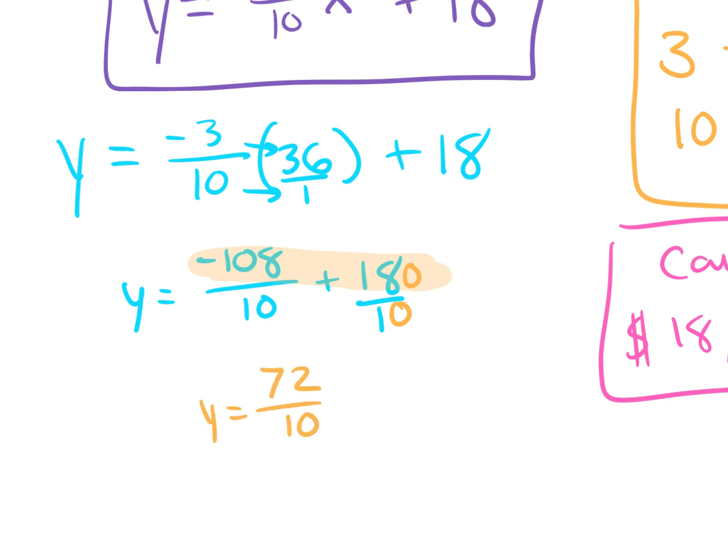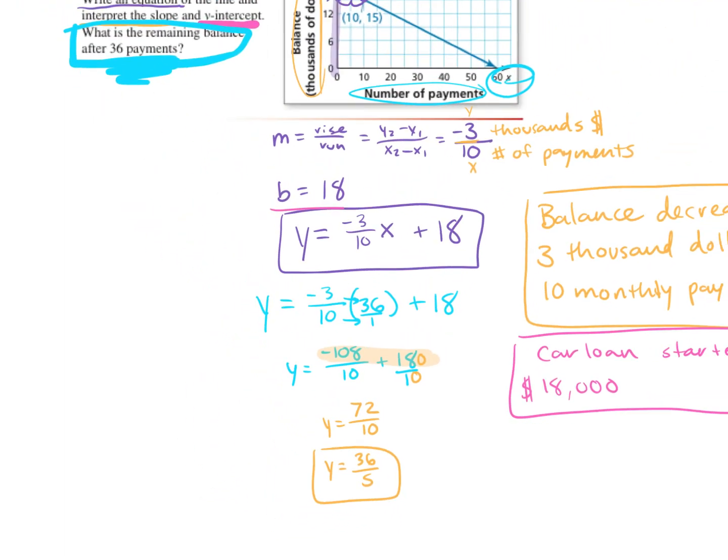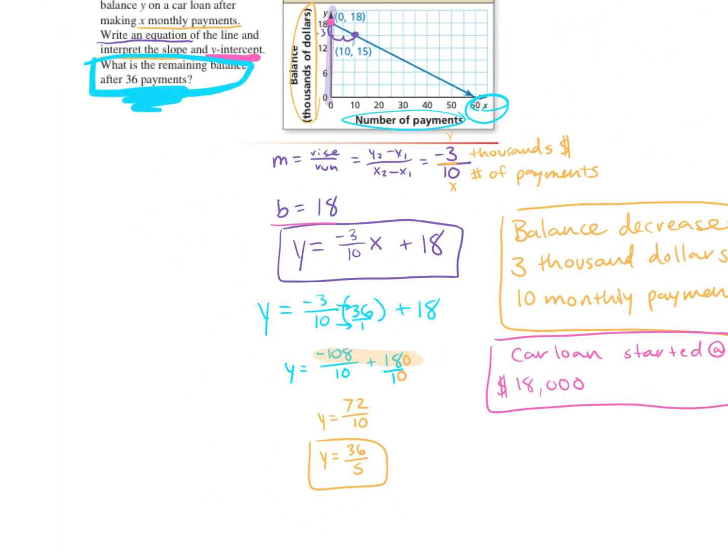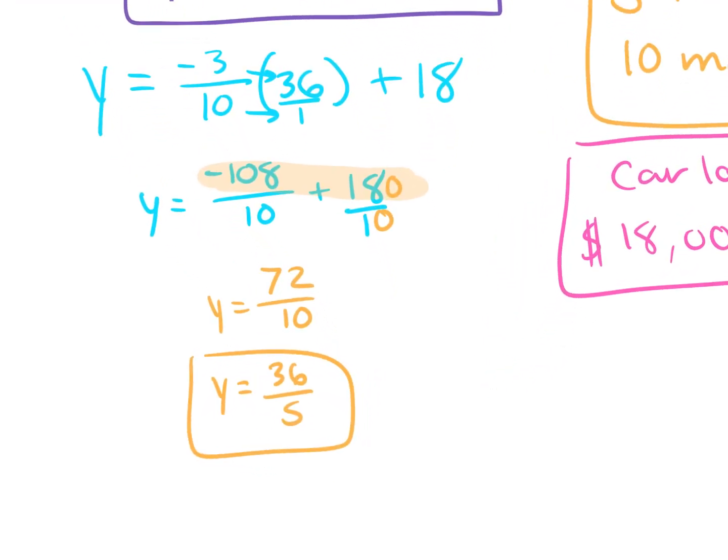Can I simplify this? What goes into both 72 and 10? 2. So it would be 36 over 5. So 36 over 5 is talking about the remaining balance. It would be 36 over 5 thousand dollars, whatever that value is.